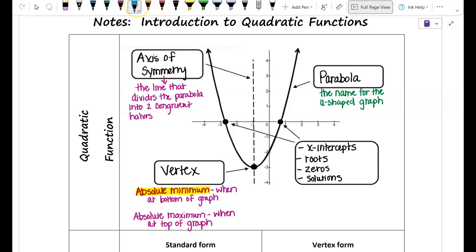Going back one thing, because I realized I missed when I was talking about axis of symmetry. Again, just to show that this distance from the axis of symmetry to the point, they are the same distance apart.